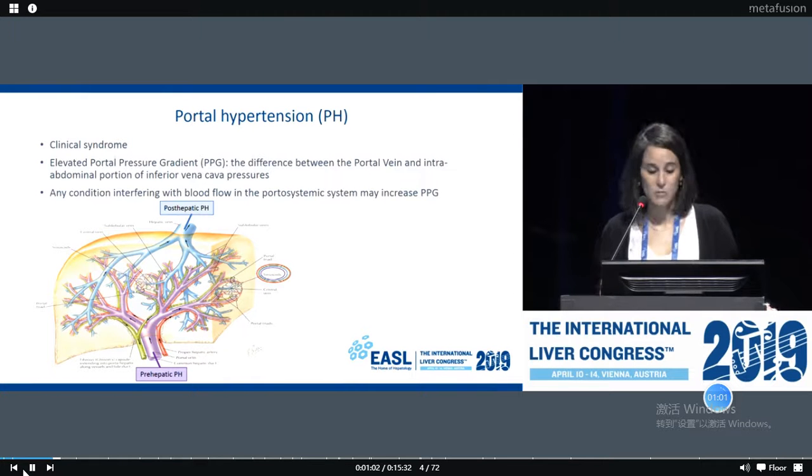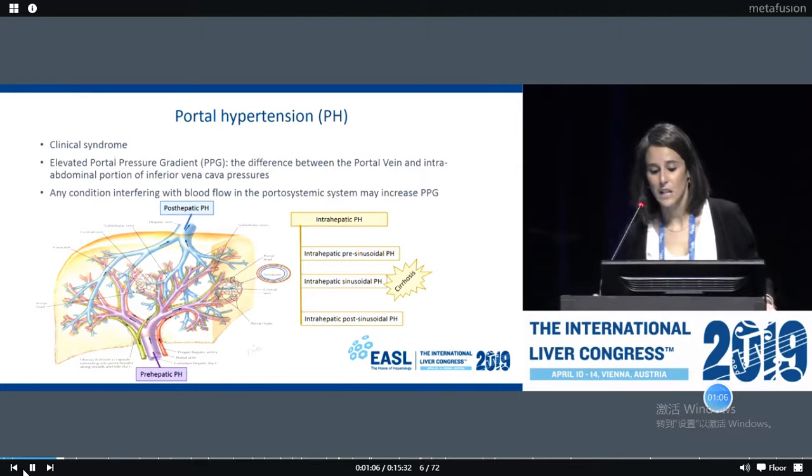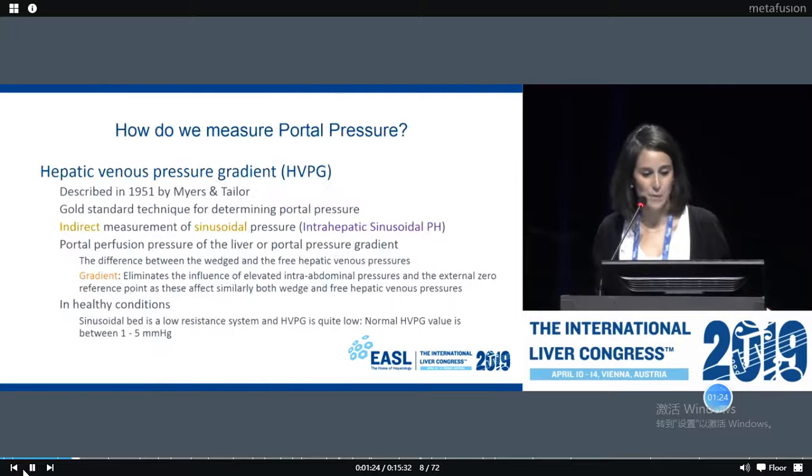And when the impairment is within the liver, we still have three classifications: pre-sinusoidal, post-sinusoidal, and sinusoidal portal hypertension. And this is important because when we are speaking about HVPG and the prediction of portal pressure, we are speaking about the specific scenario of cirrhosis, meaning intrahepatic sinusoidal portal hypertension.